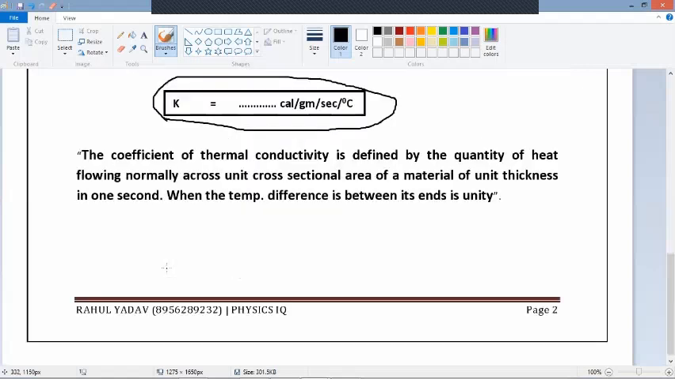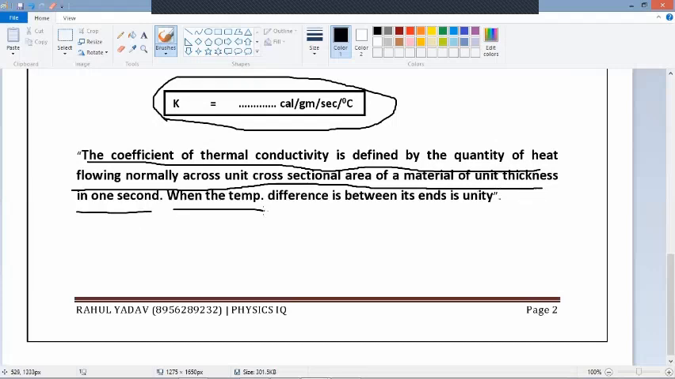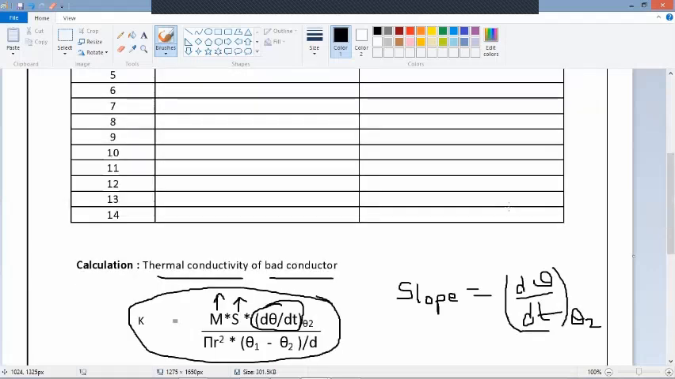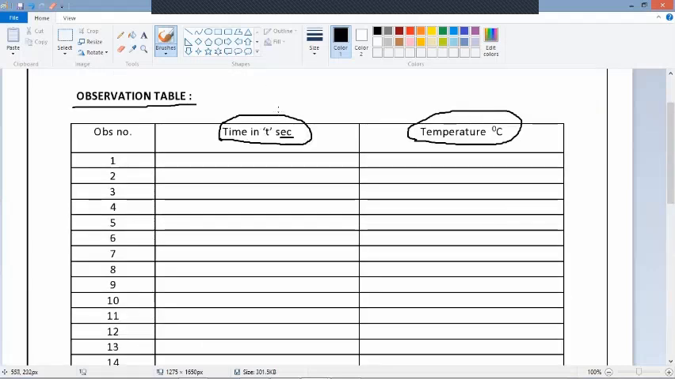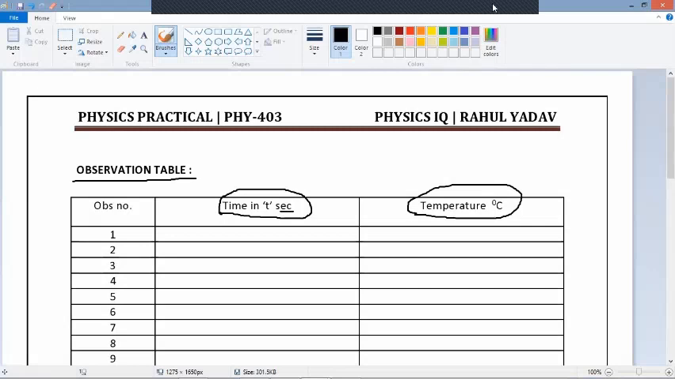What is the coefficient of thermal conductivity? The thermal conductivity is defined as the quantity of heat flowing normally across unit cross-sectional area of a material of unit thickness in 1 second, when the temperature difference between its ends is unity. The practical explanation is given by Professor Nitin Bhaviskar sir. You can see it shortly.